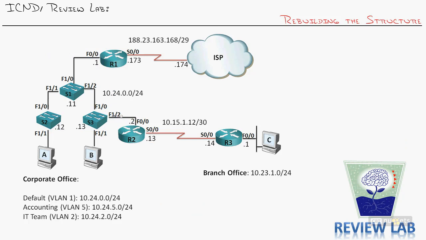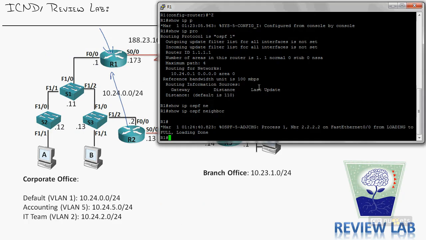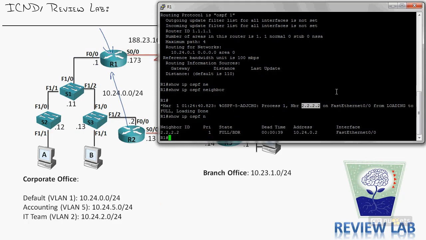Now, my question for you is if I come up to router 1 and do a show IP route, will I see anything being advertised from router 2 that router 1 didn't previously know about? Think about that one. The answer is actually yes. I'm going to come up to router 1. I see that it has formed a neighbor with 2222, show IP OSPF neighbor. There it is. It sees him as the backup designated router, BDR.